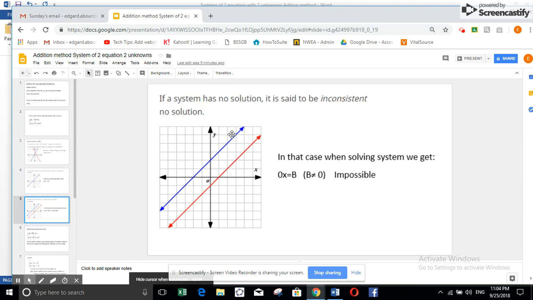The third one is when two lines are parallel. If two lines are parallel, we don't have a common point. So if you want to solve the system, it's impossible to solve it. We're going to get 0x equal, for example, to a number not 0. 0x equal to 5. Can 0 be 5? Actually, it's not possible. It's impossible. In that case, we call the system inconsistent. We're going to see the examples.